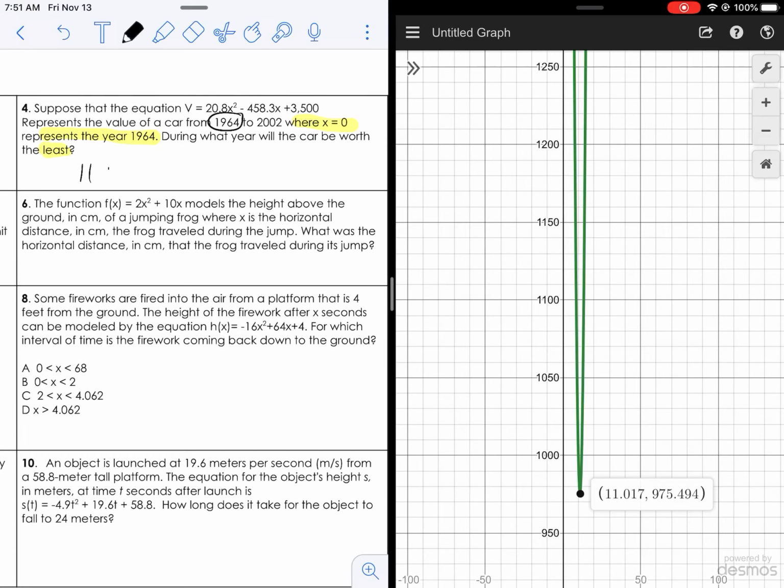So I'm going to have to add 1964 and 11 to figure out what year that was. So that would be 1975.